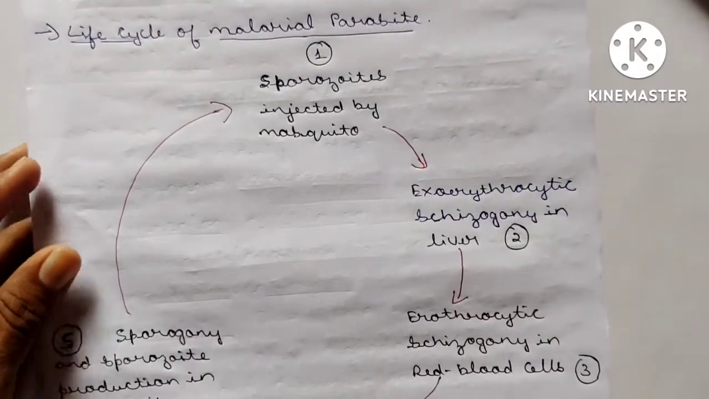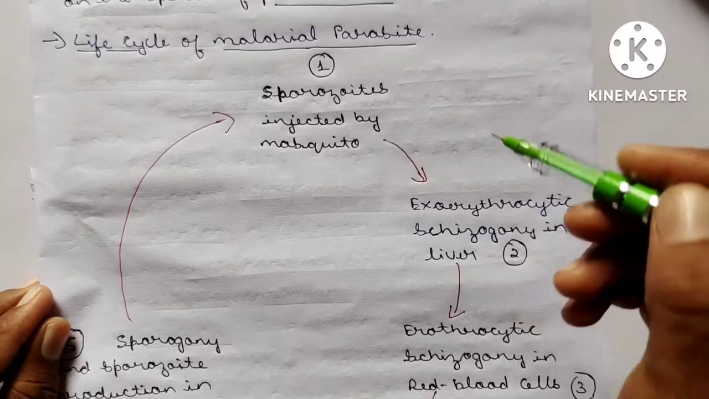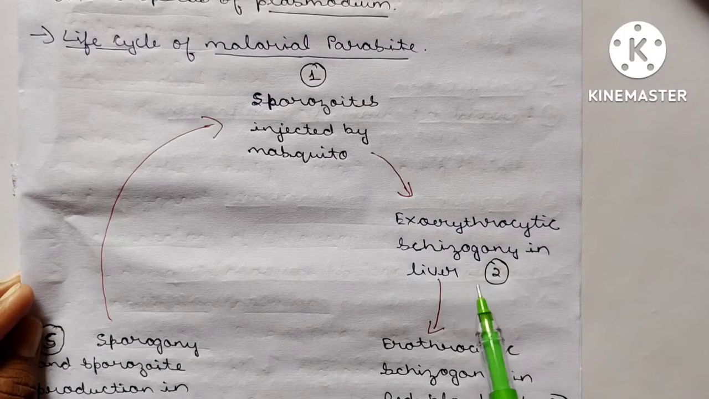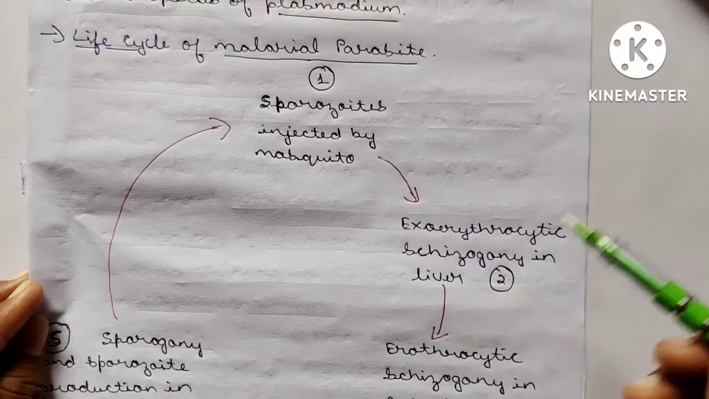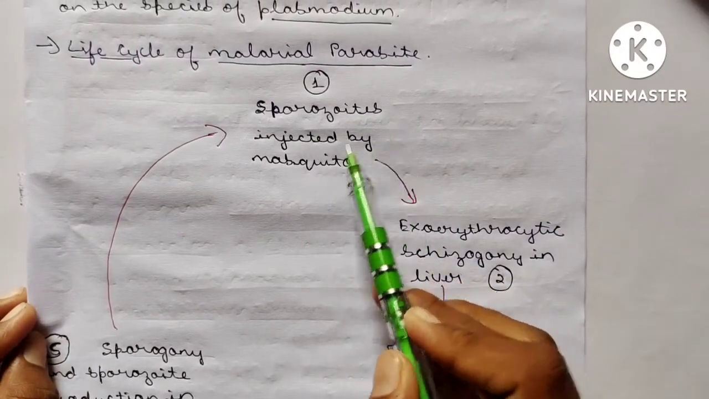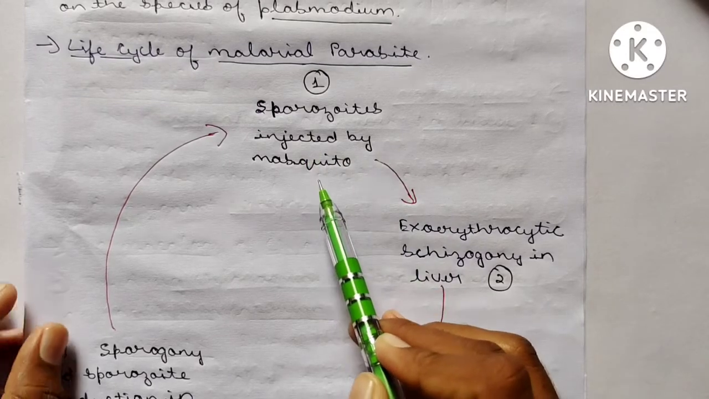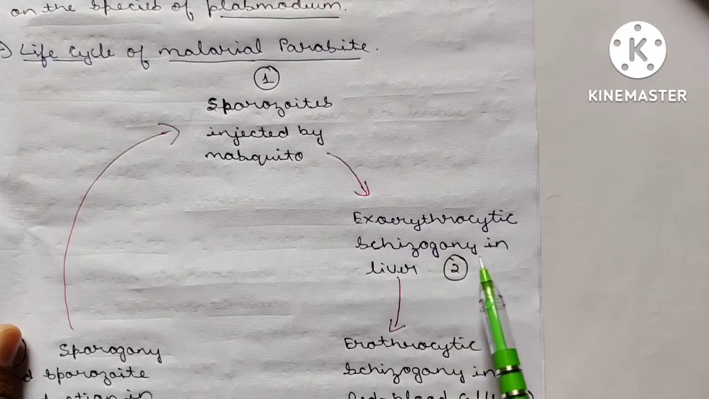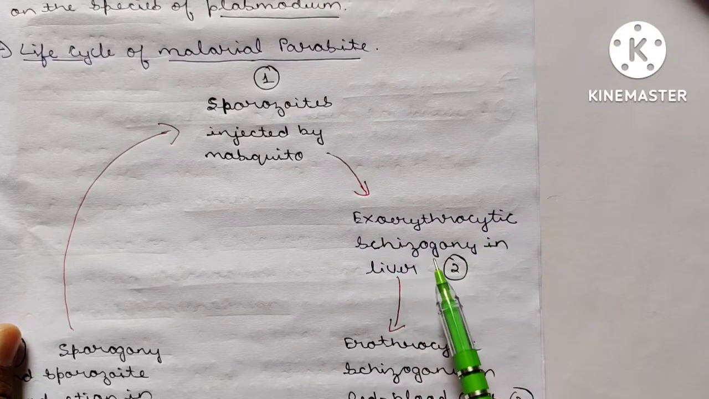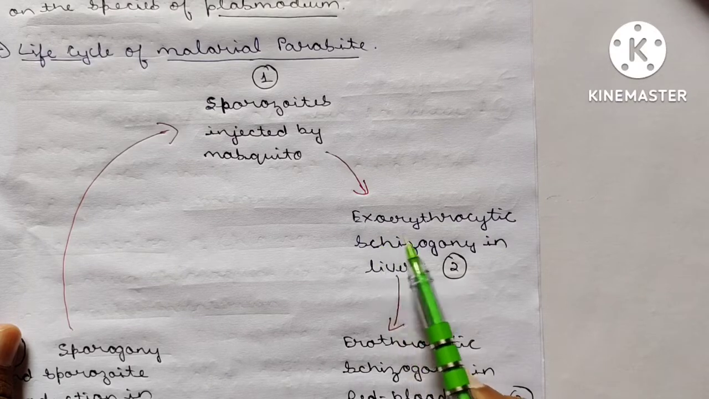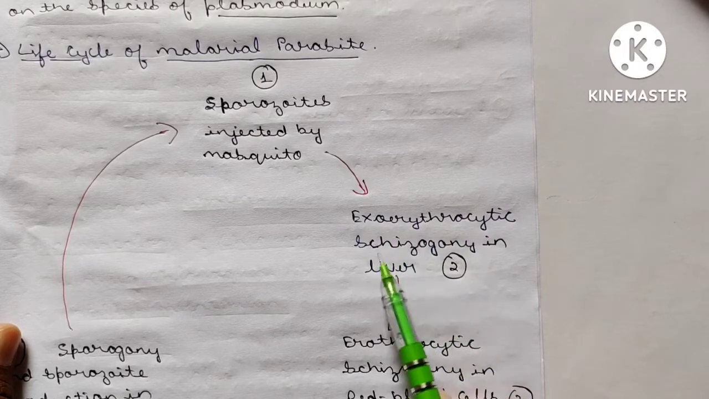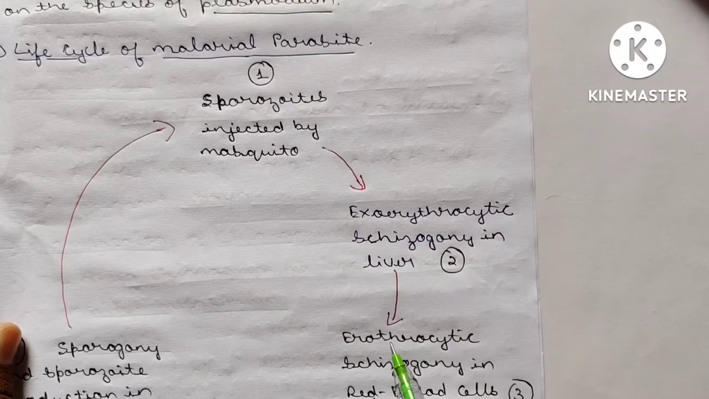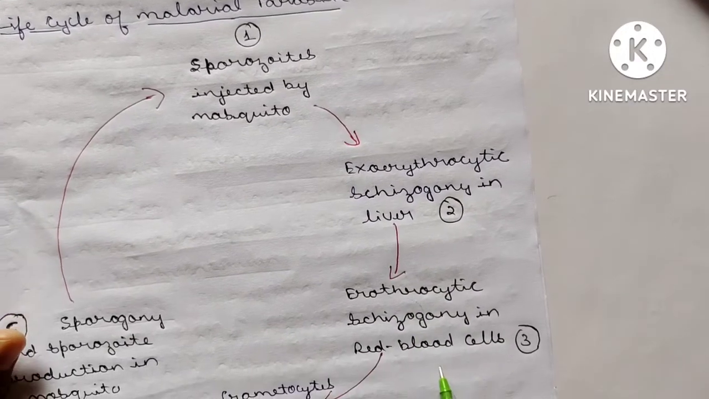Very simple, the life cycle of the malarial parasite. After the malarial parasite enters the human body, what will it do? First point: sporozoites injected by the mosquito. Then exoerythrocytic schizogony in the liver. What happens? These convert into exoerythrocytic schizogony in the liver. This is the second step. Then third one, erythrocytic schizogony in the red blood cells.